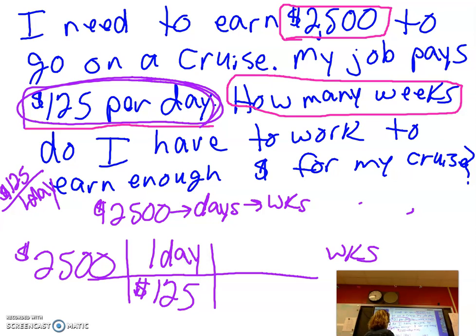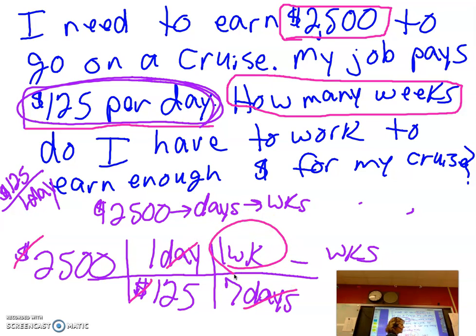And then I want to get from days to weeks. That's a pretty simple conversion factor because I know in 1 week there are 7 days. If I look at my conversion factors now, dollars have canceled out, days have canceled out, I'm left with weeks, and that's what I wanted. So now I just get to do my calculations.